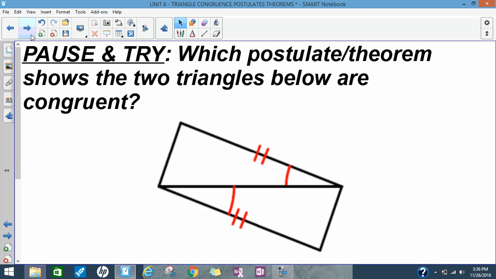So I want you to pause here. I want you to try this one. Figure out which of the 5 shortcuts you can use to show that these two triangles are congruent.